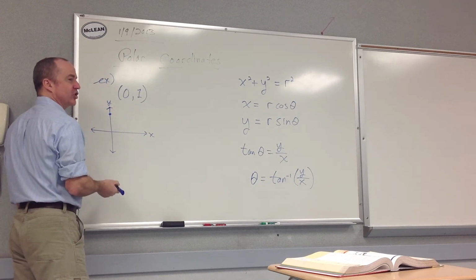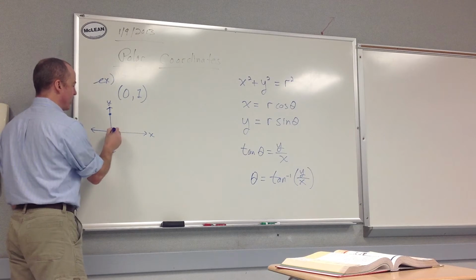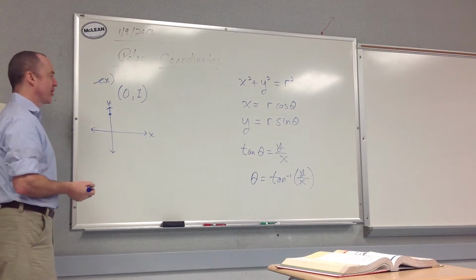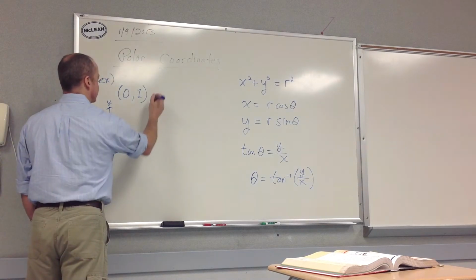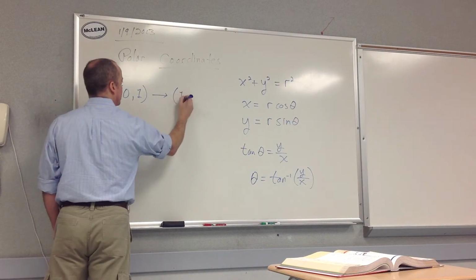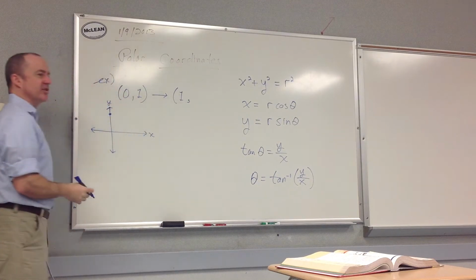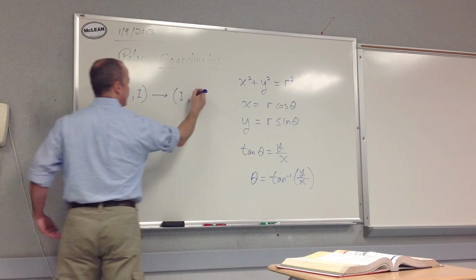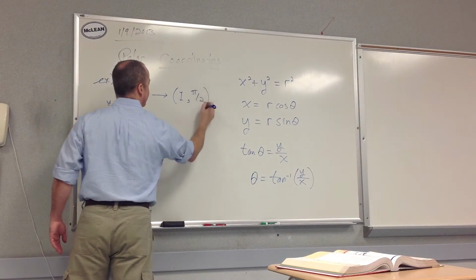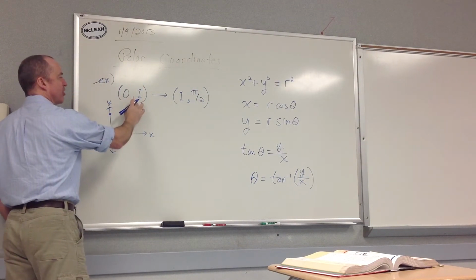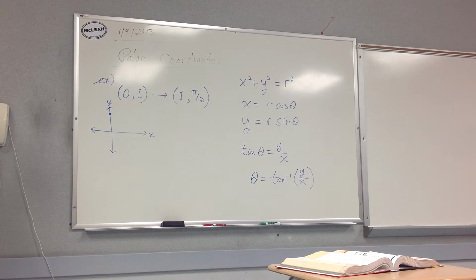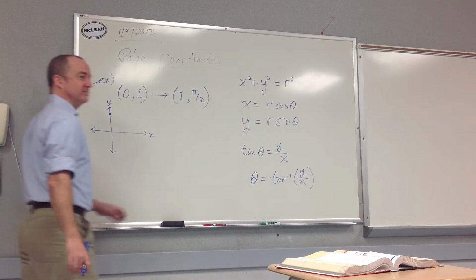In terms of polar coordinates, how would you get from the origin to here? How far from the origin are you? 1. So r equals 1. What angle are you facing, assuming 0 is down the positive x-axis? Pi over 2 in radians. I love it. So the rectangular is 0, 1. The polar is 1, pi over 2. Any questions on that?